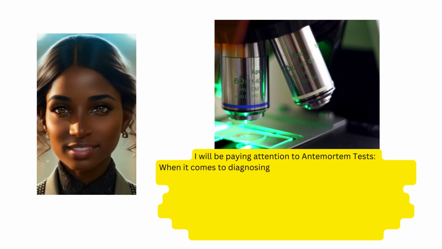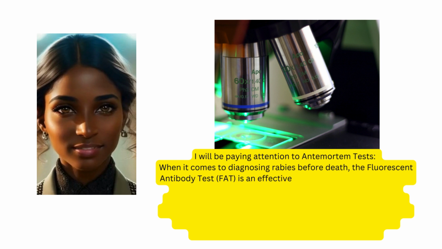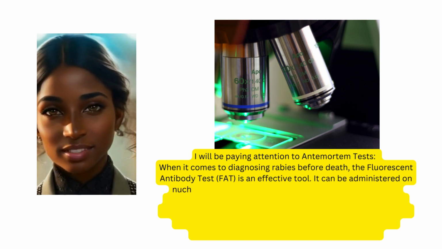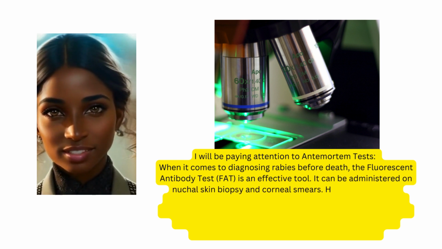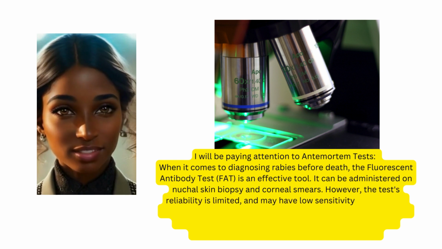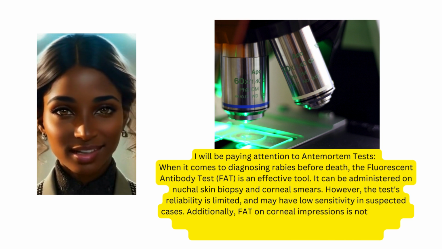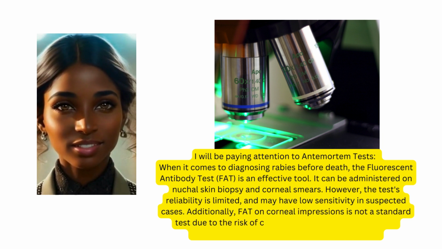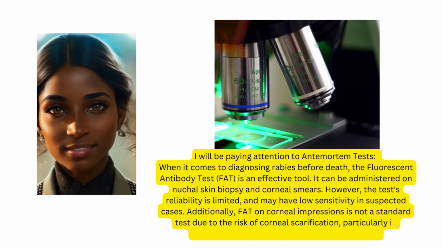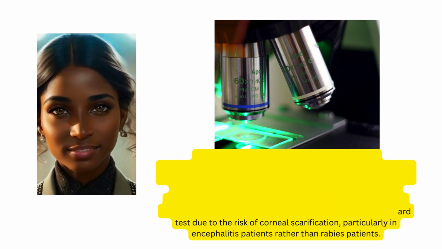When it comes to diagnosing rabies before death, the fluorescent antibody test, FAT, is an effective tool. It can be administered on nuchal skin biopsy and corneal smears. However, the test's reliability is limited and may have low sensitivity in suspected cases. Additionally, FAT on corneal impressions is not a standard test due to the risk of corneal scarification, particularly in encephalitis patients rather than rabies patients.